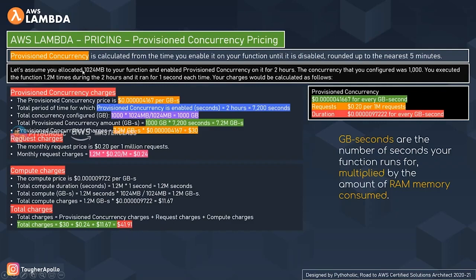So let's suppose you allocate 1024 MB to your function and enable provisioned concurrency on it for 2 hours. The concurrency that you configured was 1000. You executed the function 1.2 million times during the 2 hours and ran it for 1 second each. Then you will be charged $41.91.